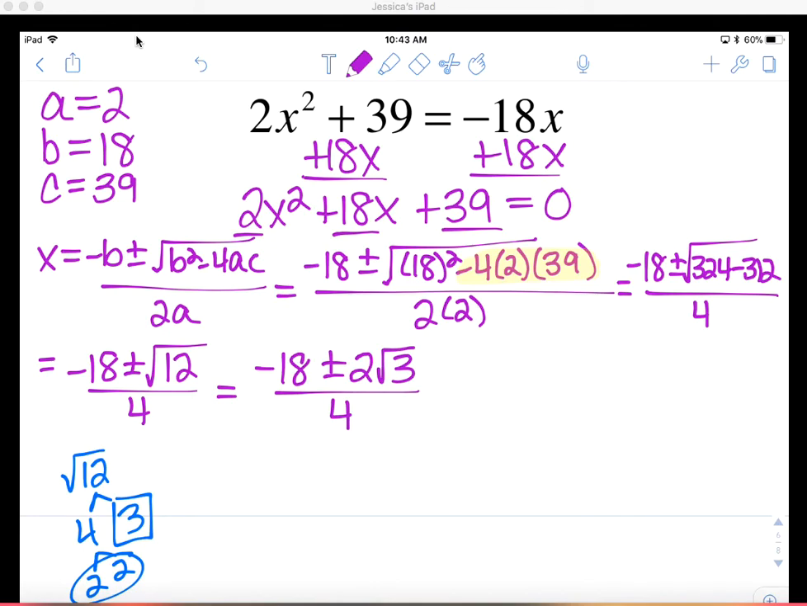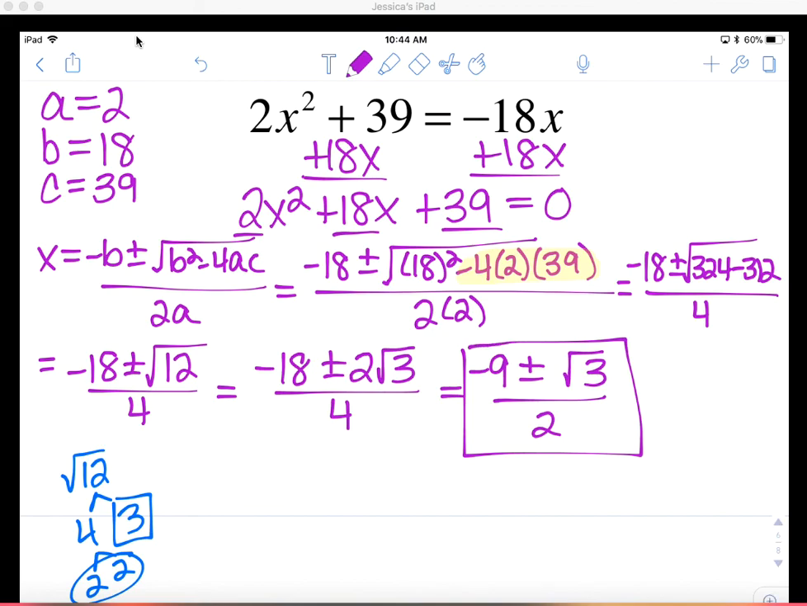Finally, I can simplify the 18, the 2, and the 4. You're not going to touch the 3 since it's underneath the square root. We're going to leave that as the square root of 3. But I can divide 18, 2, and 4 all by 2. So these would reduce to negative 9 plus or minus 1 square root 3 over 2. You could also write this without the 1 and it would mean the same thing. So if you can't take the square root, if you don't have a perfect square, you will leave your answer with the square root format.